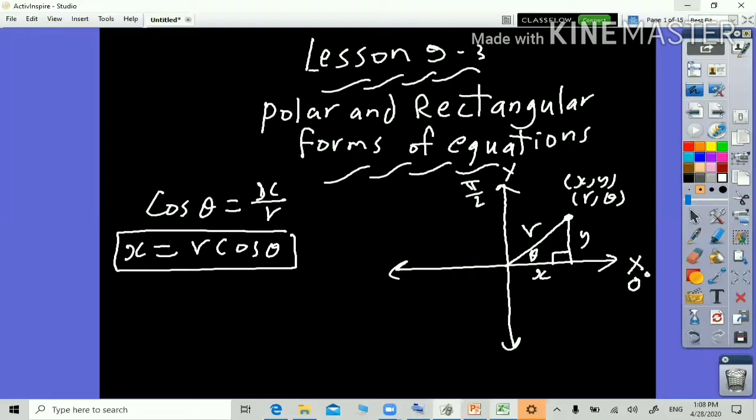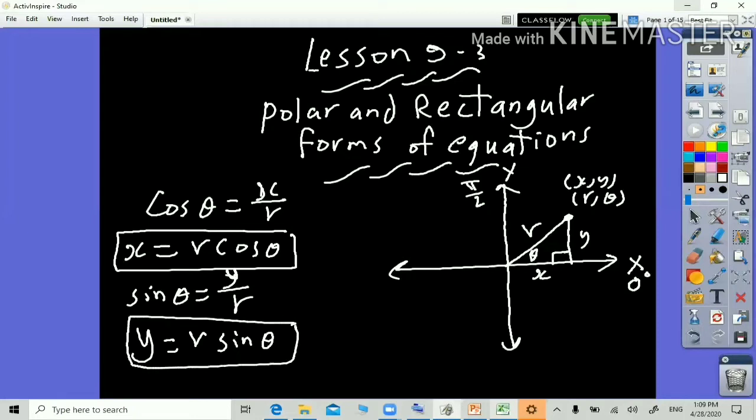If I ask you what is sine theta from that triangle, sine theta is opposite divided by hypotenuse. So y divided by r. So what will be y? If you solve that, multiply r by sine theta, it will be r sine theta. This is y. What else? What is the value of r? We can say r comes from x squared plus y squared from the Pythagorean theorem. So r equals root x squared plus y squared.